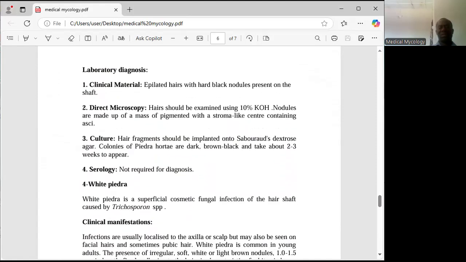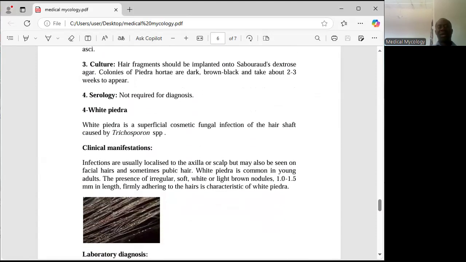So the laboratory diagnosis is epilated hair with hard black nodules which are present on the shafts. We can also use direct microscopy. Hair should be examined using 10% potassium hydroxide. Nodules are made up of a mass of pigmented cells with a stroma-like center containing asci. So how do we culture? Hair fragments should be implanted onto the Sabouraud dextrose agar. Then you'll see colonies of Piedraia hortae, which are black or brown-black, and it will take about 2 to 3 weeks to appear. Serology, not needed.